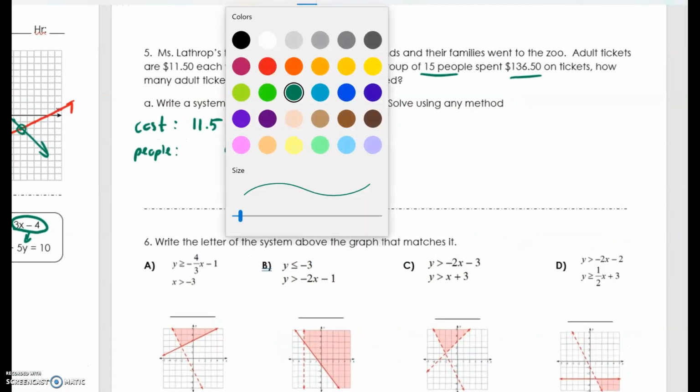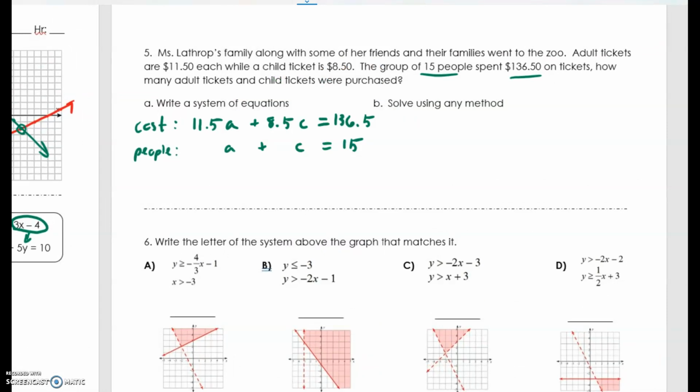So my work will be done in red. My first step to do substitution is I need a variable by itself, and I don't have that. I've got the A and C on the same side. So I'm going to get the A by itself by subtracting C from both sides. So A is equal to 15 minus C. All I did was subtract a C from both sides, and I moved the C to the other side. So now I know that A is equal to 15 minus C.